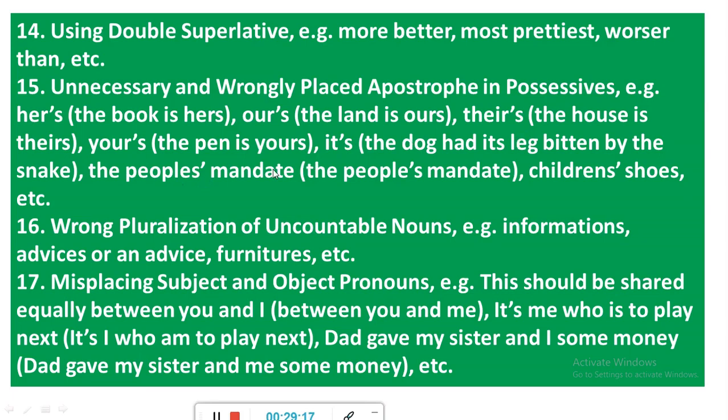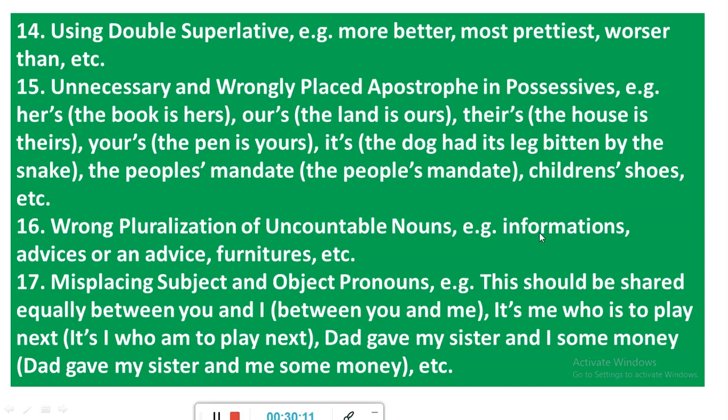All right. The people's mandate. Again, people is already plural. So when you now put s, of course, the apostrophe comes before s, not after s, because you will be giving double pluralization here, which is incorrect. The people's mandate, apostrophe comes before S in people's, P-E-O-P-L-E apostrophe S. The same thing applies to children's shoes, all right? Children's shoes.